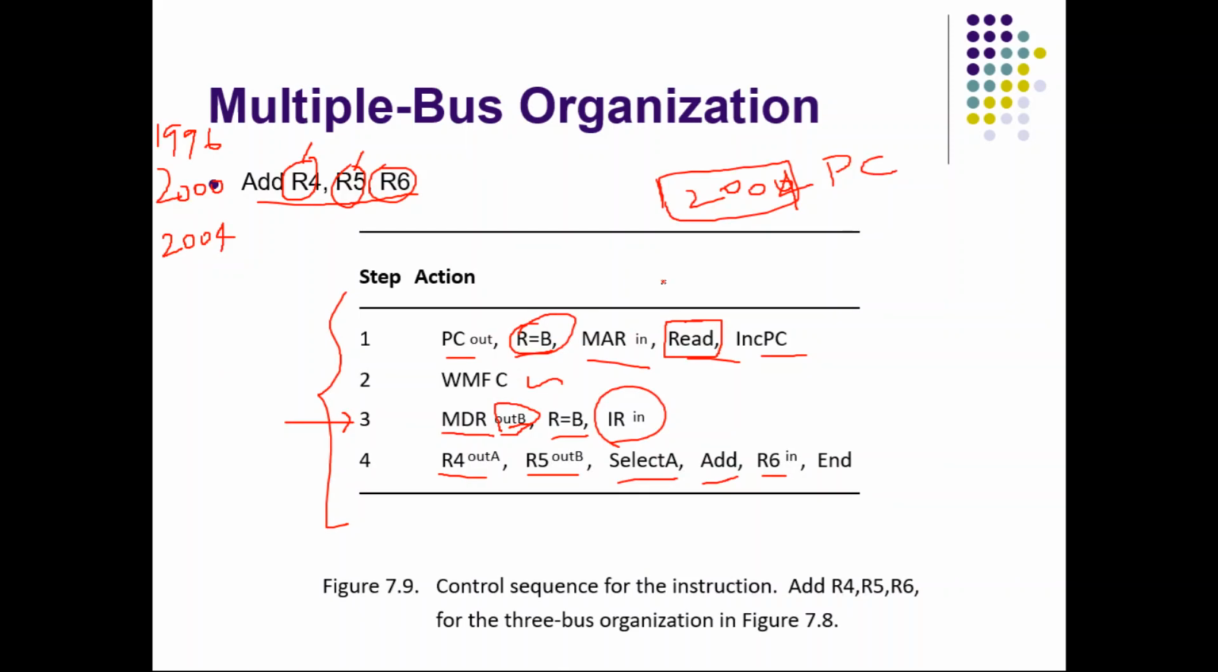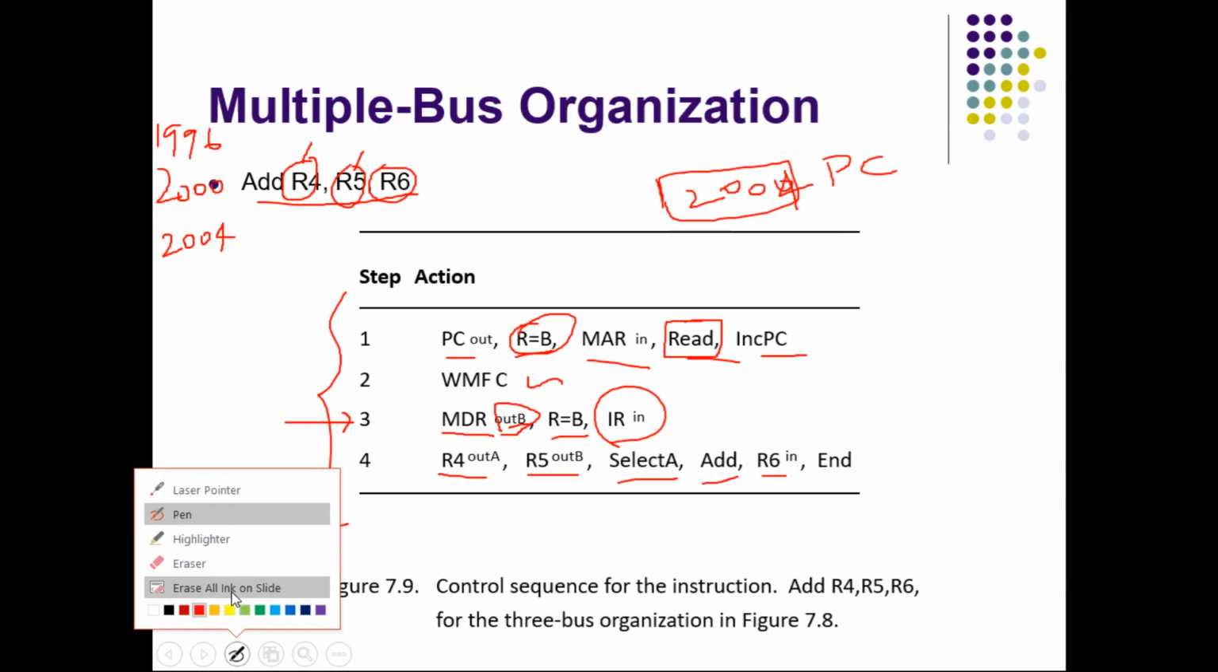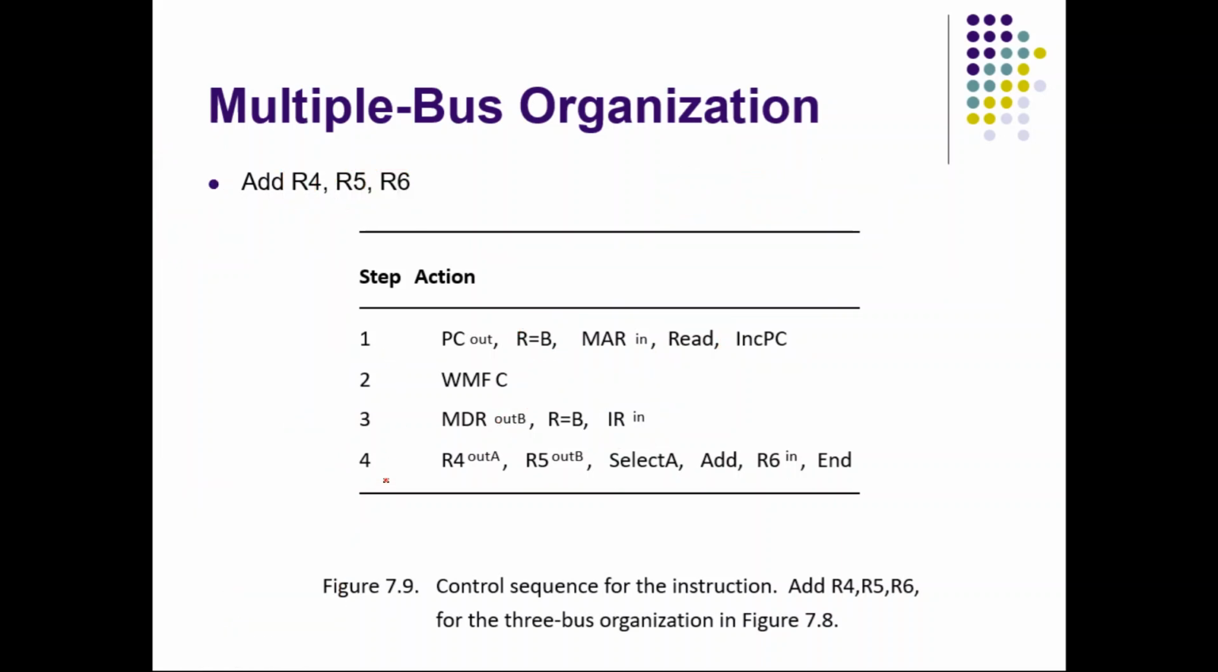Okay, so this is how multiple bus organization works. With multiple bus organization, if you see, the number of steps is reduced, and the number of clock cycles is also reduced. There are totally only 4 clock cycles. So let us stop here. Fine, thank you.